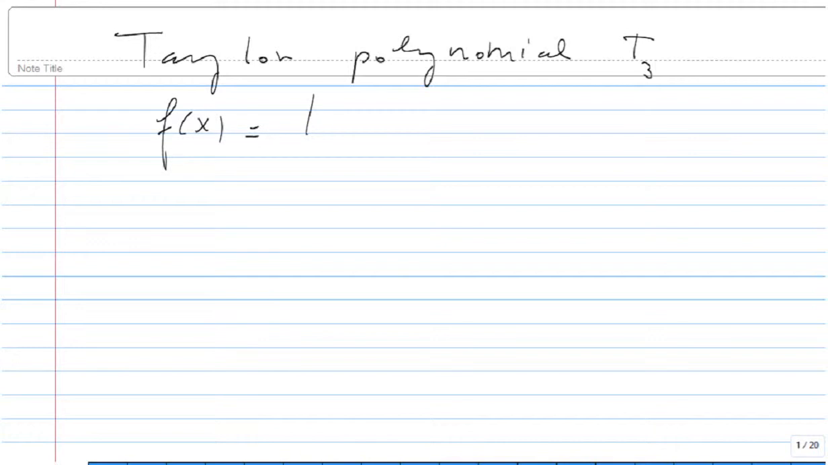So in this problem, we would like to find the Taylor polynomial T3, which means the highest power n will be less than or equal to 3, centered at 0, of f of x equals ln of 1 plus sine of x. So of course, here at 0.